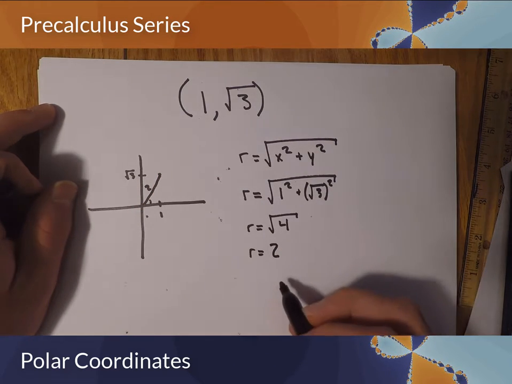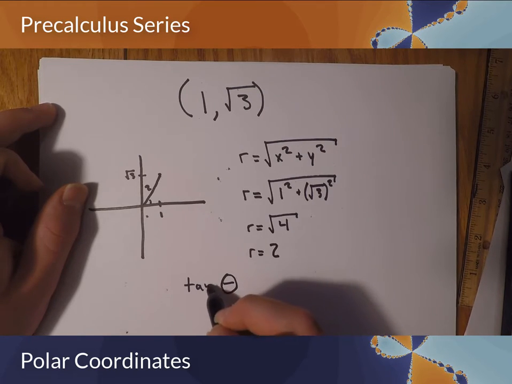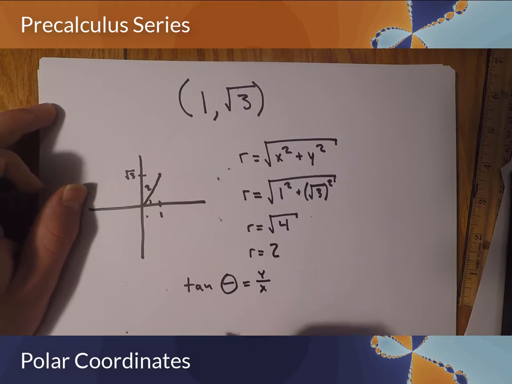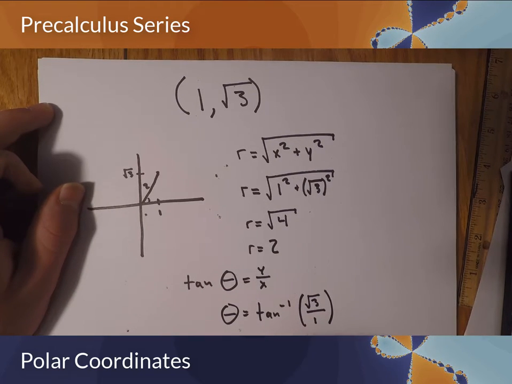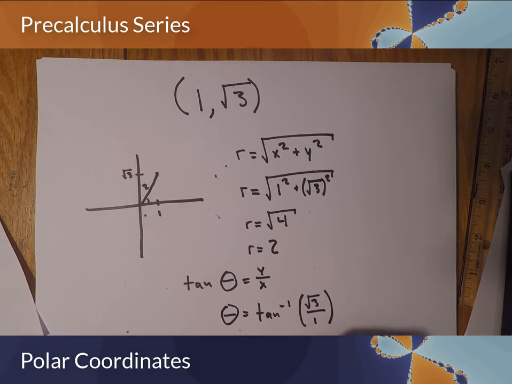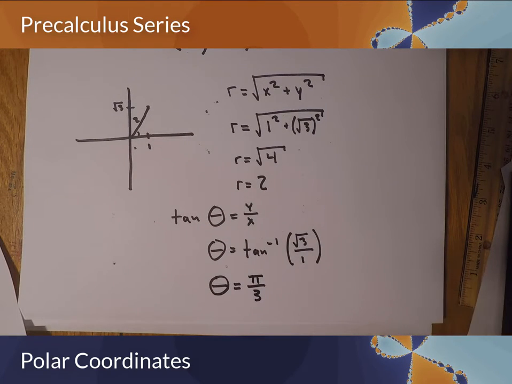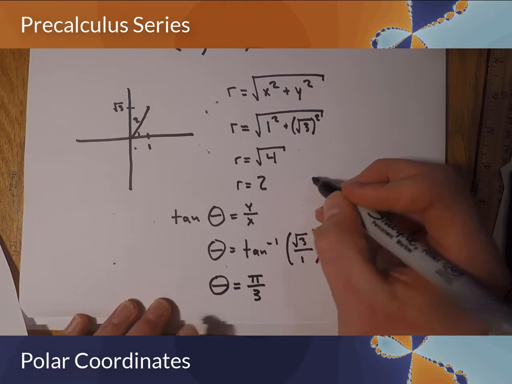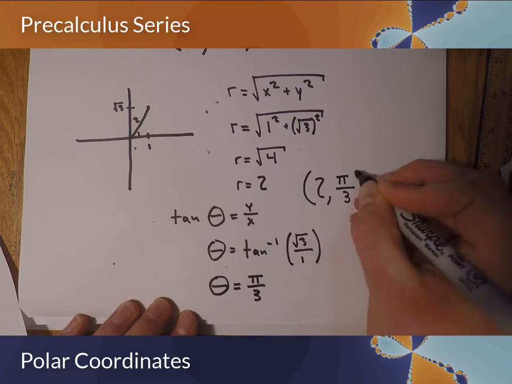Now, what about the angle? So the angle here is equal to, because tangent of theta is equal to y over x, we know that theta is equal to inverse tangent of y over x. So that's root 3 over 1. And so this theta here is equivalent to, and using the unit circle you can find this, pi over 3. And so that's how you convert rectangular to polar coordinates. And so your final answer is 2, pi over 3.